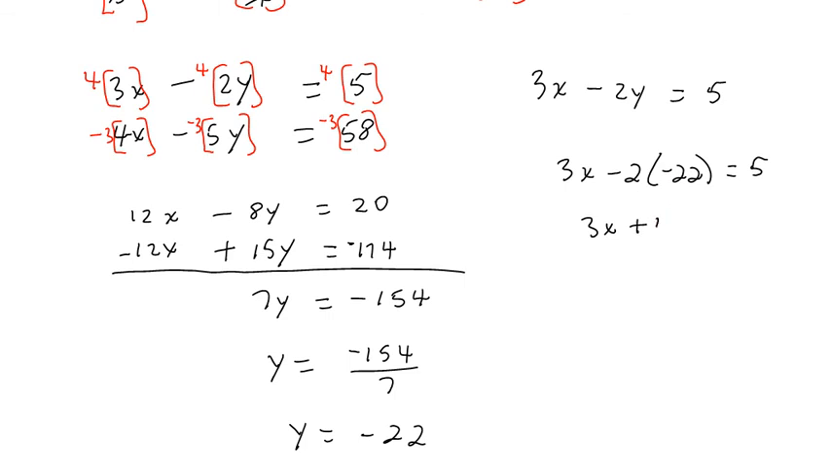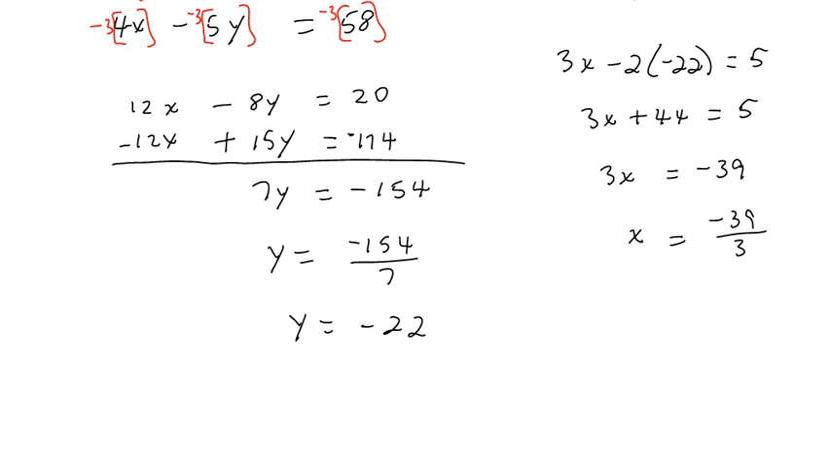Subtract 44 from both sides. Well, 5 minus 44 would be a negative 39. Divide both sides by 3. Get negative 39 over 3. So that makes x equal to negative 13. So there is the solution. x is negative 13, and y is negative 22.